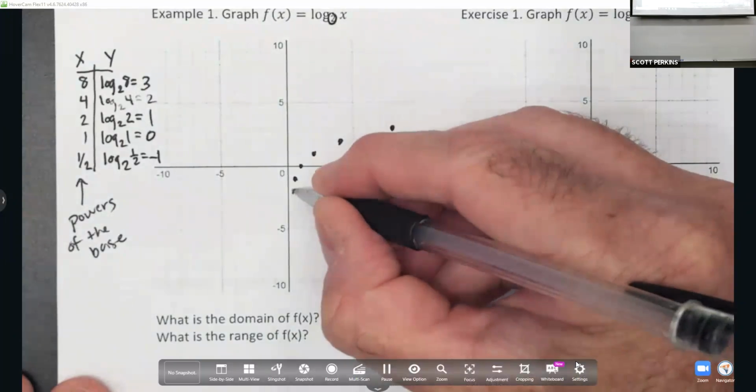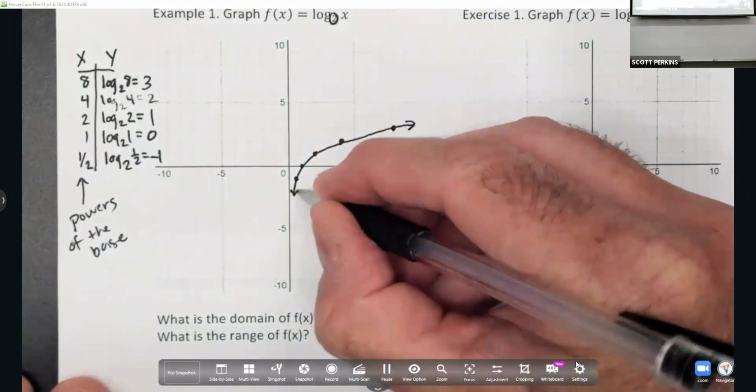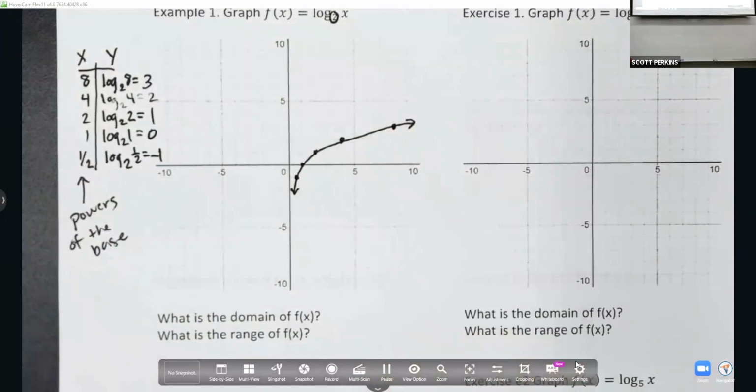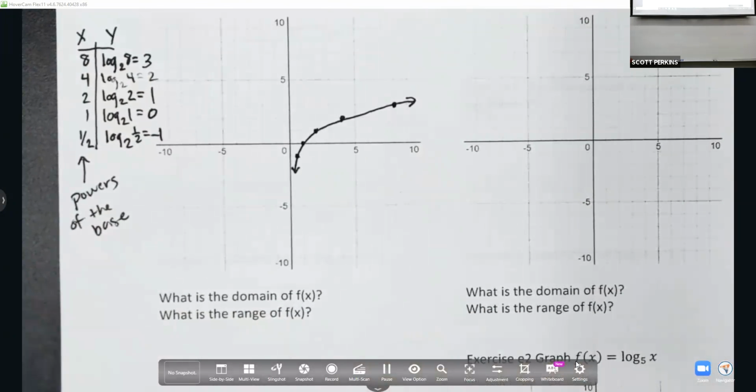This shouldn't be a surprise. This should be the exact same graph that we did last time when we just flipped the points of the exponential, and it is. And I think we answered these same two questions back when we talked about the graph of the inverse of the exponential, but we're going to answer them again.